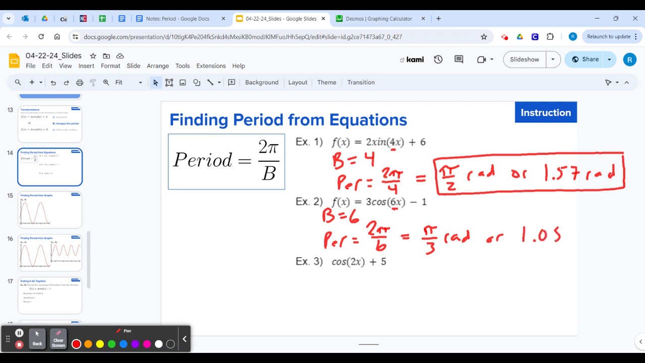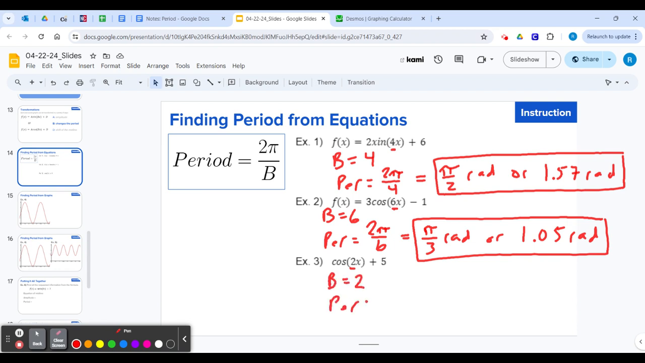We're going to see this on our graph here, or our graph example is a lot cleaner, but I just want to still get practice from working from the equation as well. And the last one, cosine 2x plus 5, the B coefficient is 2, so we get B equals 2.